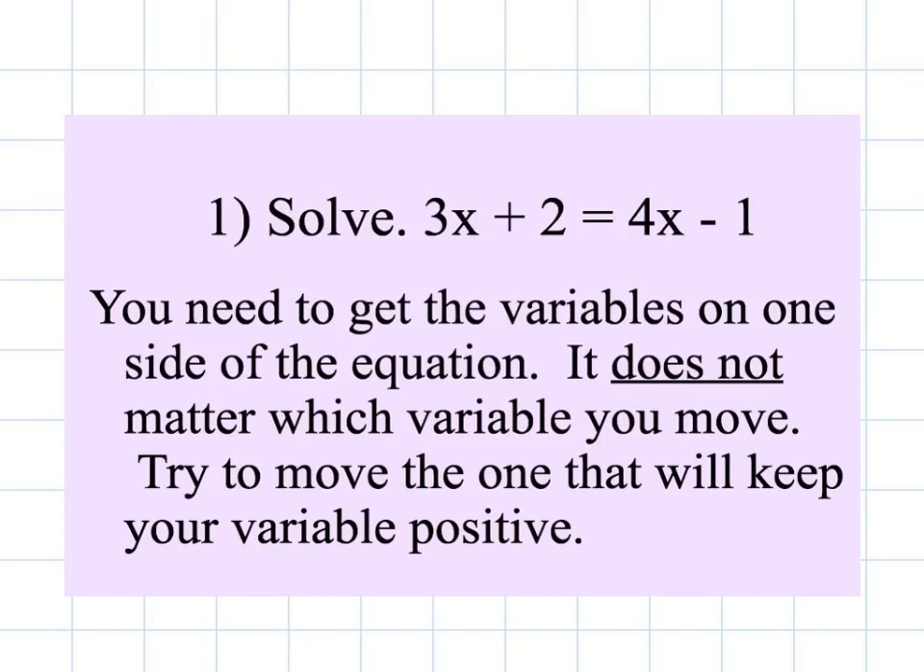Okay, here we go with example number 1. Go ahead and copy the problem down, but do not copy the paragraph. The only thing that I really want to make sure that you get down is that you want to try to keep the variable positive when you add or subtract to move the variable to one side. Okay, so go ahead and pause and copy that down, and then we'll get started.